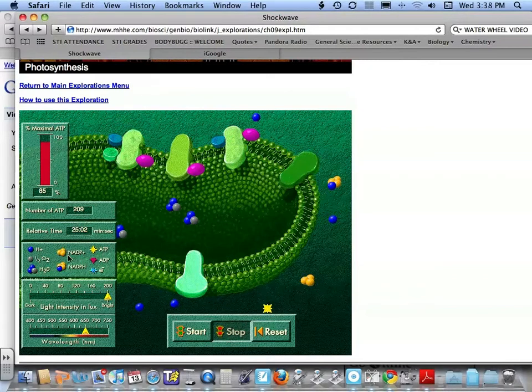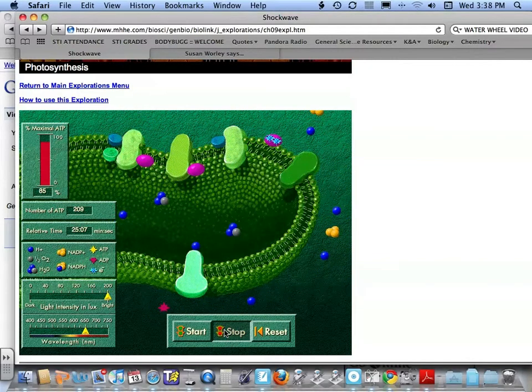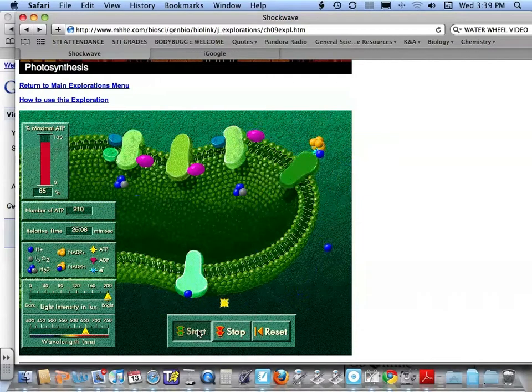See over here, this little icon represents NADP+. This is NADPH. Let's watch it happen. Anyway, in this graph, it shows that the NADPH is being made over here. Okay, I can handle that. No problem. It's all part of the same system.